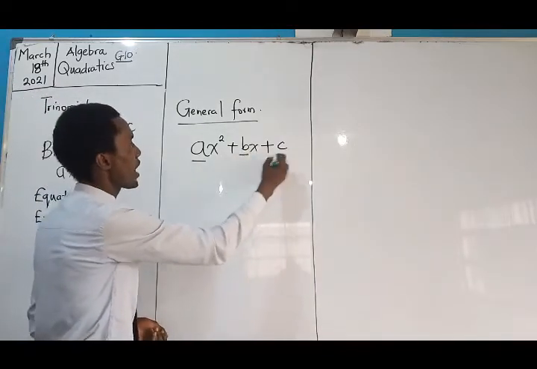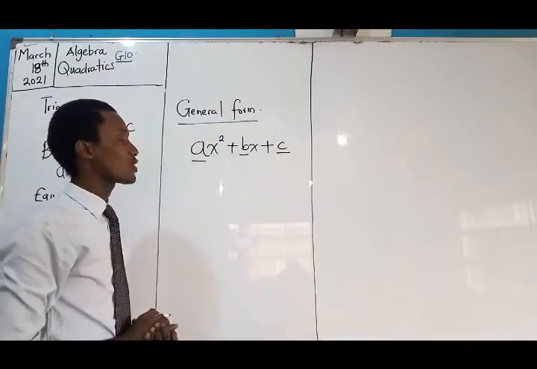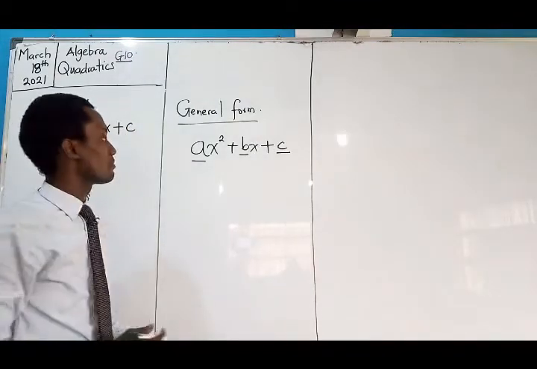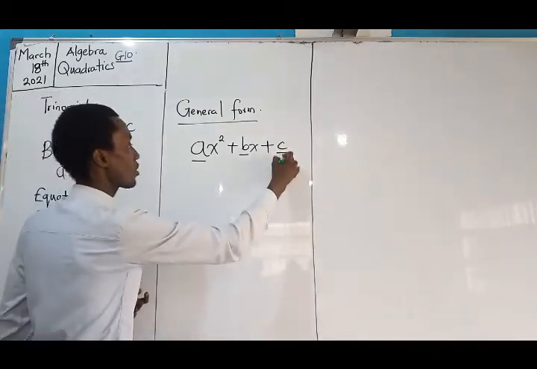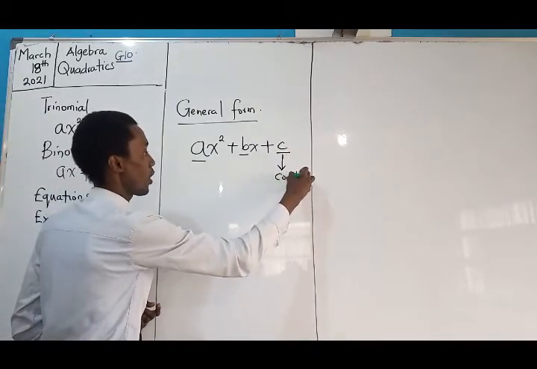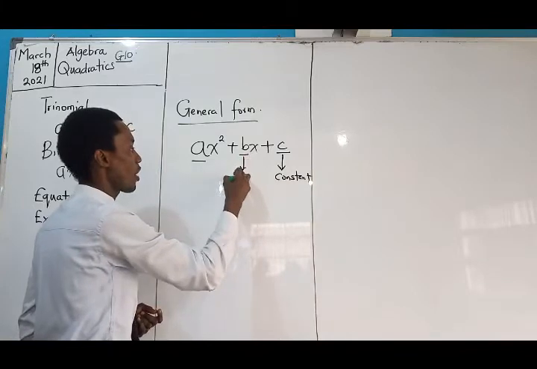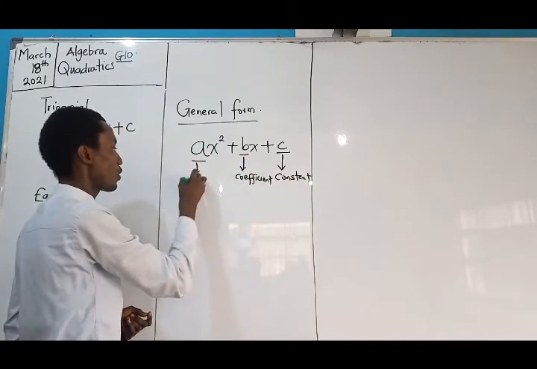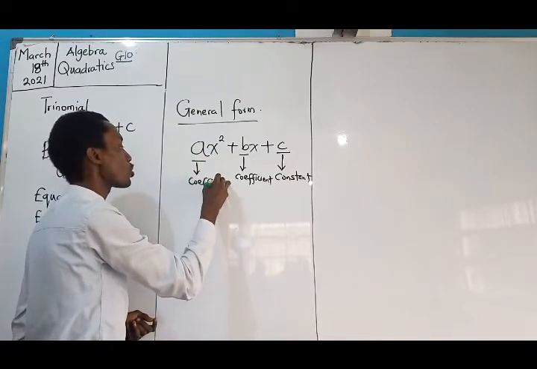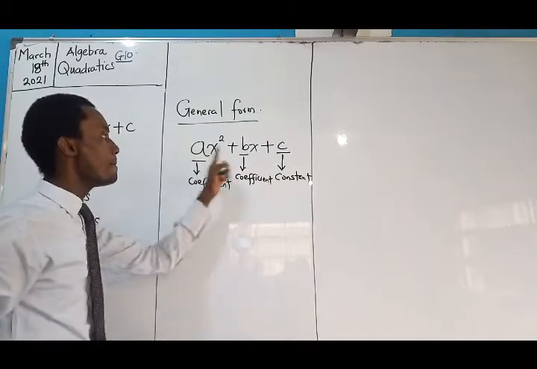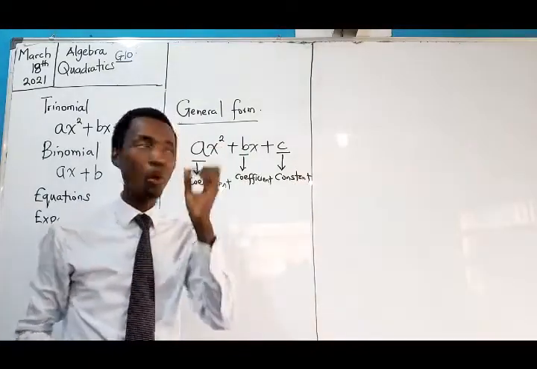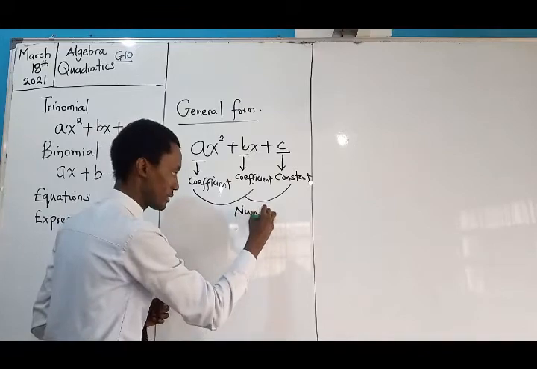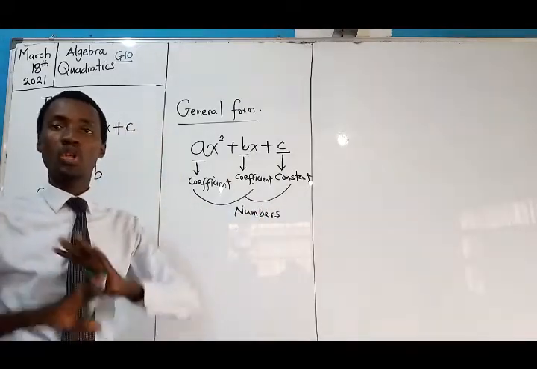A, b, and c are treated as numbers. This is a constant, we're well aware of that. This is a coefficient. This is another coefficient. So in practice, a, b, and c are numbers. All of these in practice are what? Numbers.